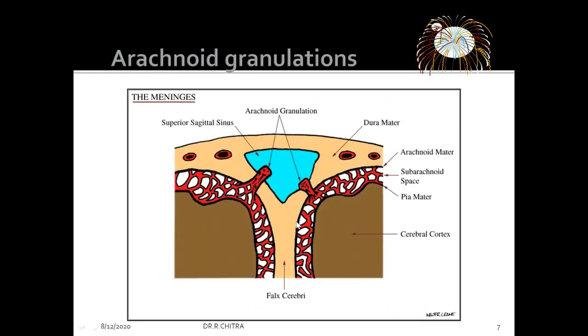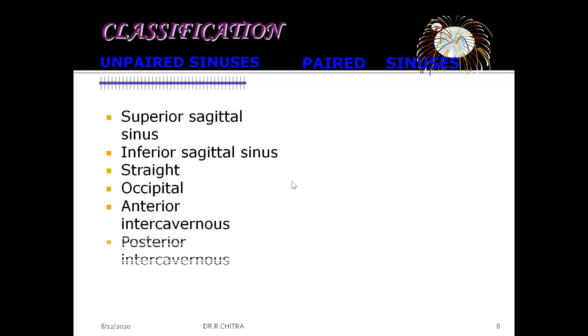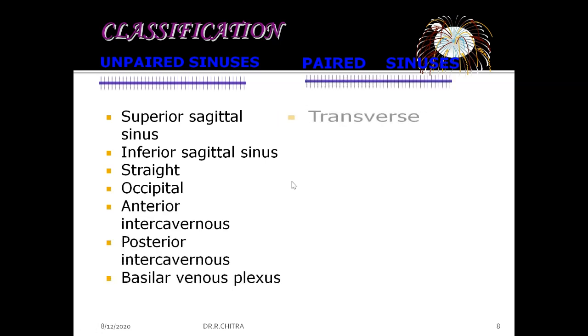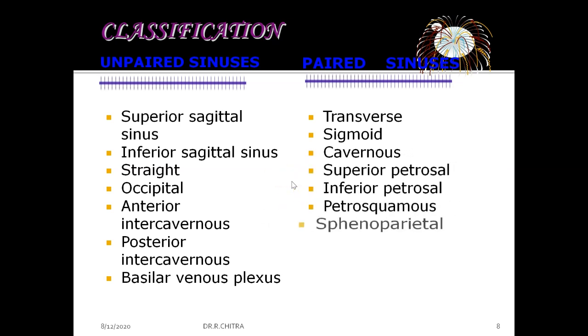So this is the enlarged view of the arachnoid granulations, how they receive the CSF from the superior sagittal sinus. This CSF circulation was once asked in the anatomy question also. So that's why I wanted to cover the arachnoid granulations also.